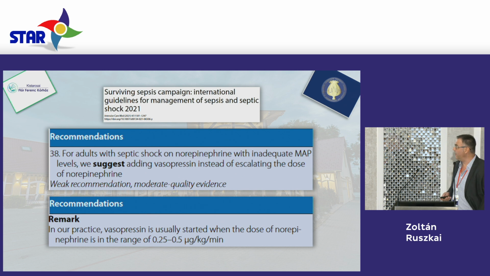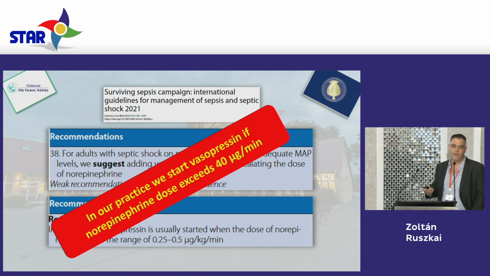But what does the Surviving Sepsis Campaign guideline tell us? It tells that we have to add vasopressin as second-line agent to norepinephrine if norepinephrine requirements exceed this dose. In our practice, we use vasopressin if norepinephrine dose exceeds 40 microgram per minute.